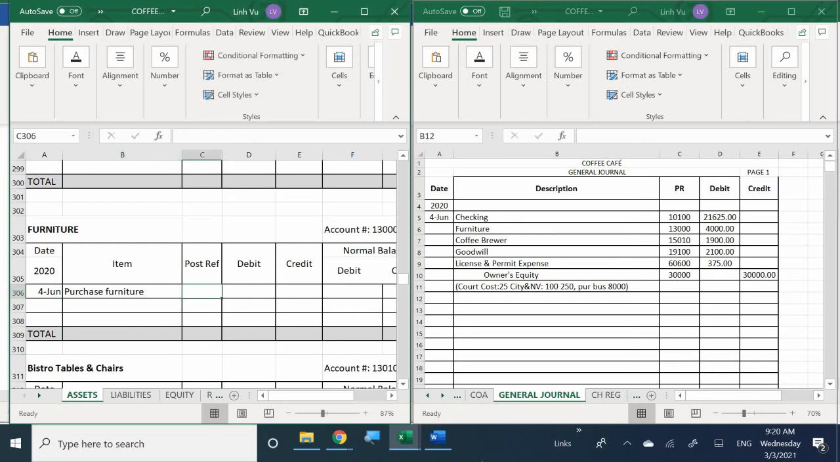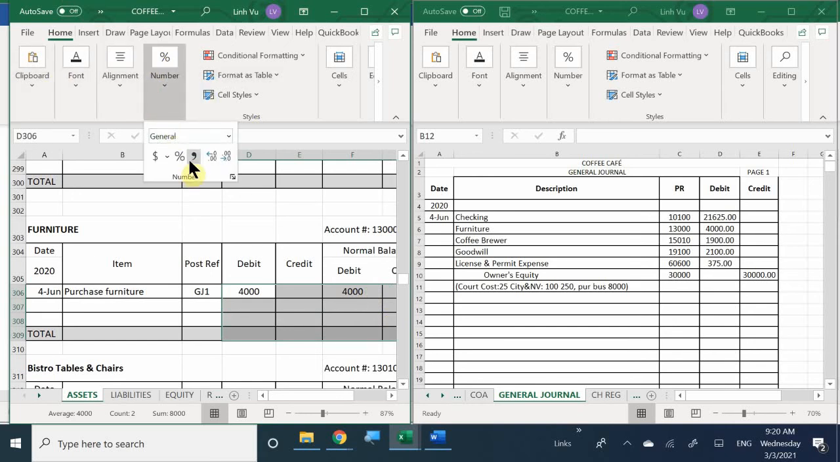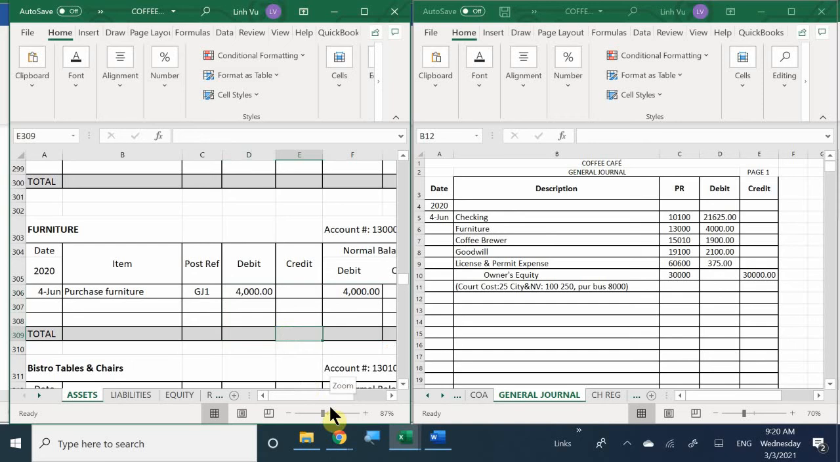All right. Post reference, again, this transaction is still on General Journal page number 1. And I did debit my account for $4,000. Okay. So therefore, my balance should be a positive $4,000 on the debit side. Okay. I'm going to format that real quick. All right. Is everyone good with me so far?